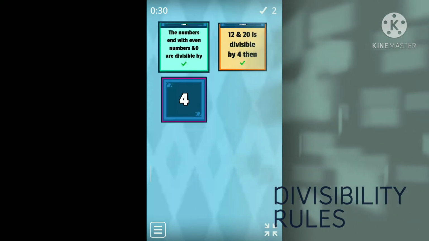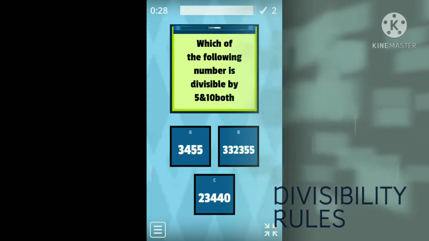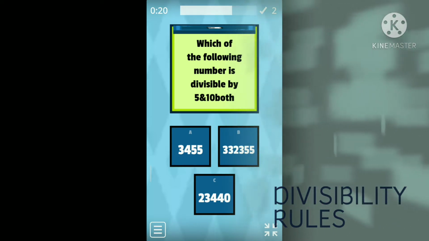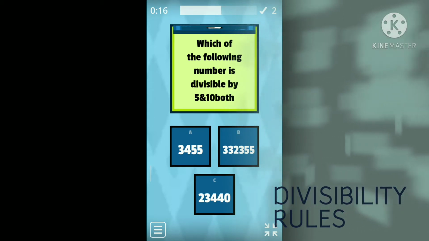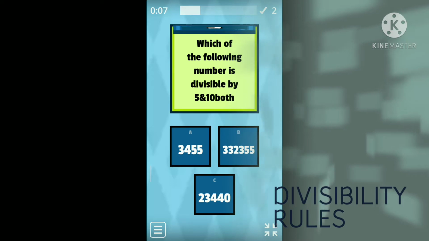Now proceed to the next question. Which of the following numbers is divisible by 5 and 10 both? According to the property of the divisibility rule of 5 and 10, we know that any number is divisible by 5 if it ends with 0 or 5. Any number is divisible by 10 if its one's place is 0. So that should be divisible by both. Then according to the question, C option will be correct.